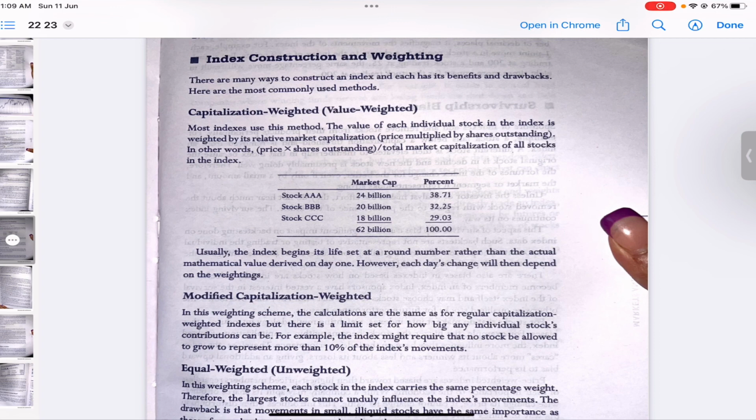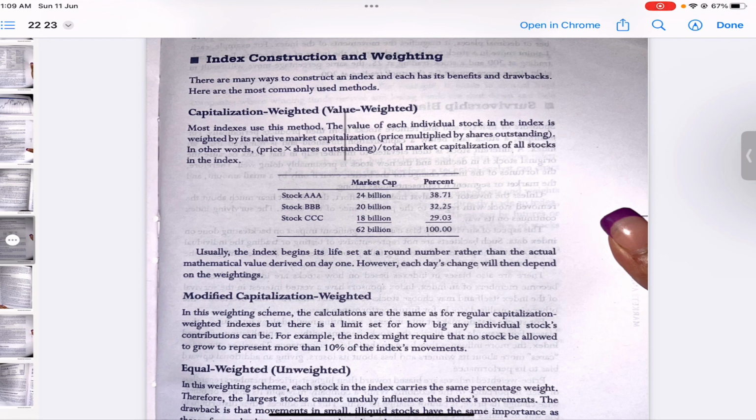There are many ways to construct an index. Each has its benefits and drawbacks. The most used method of weighting an index is capitalization weighted. You are weighting everything on the basis of its capitalization. Most indexes use this method. The value of each individual stock in the index is weighted by its relative market capitalization.